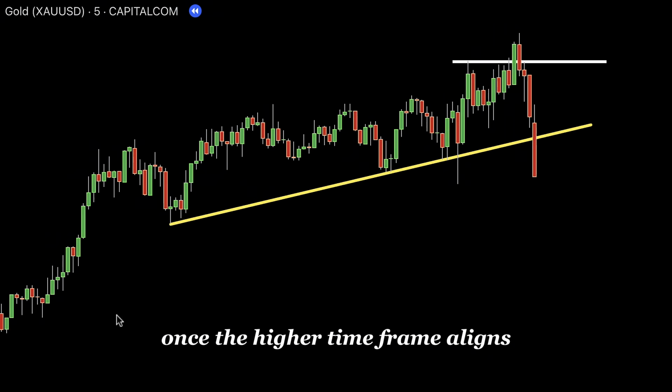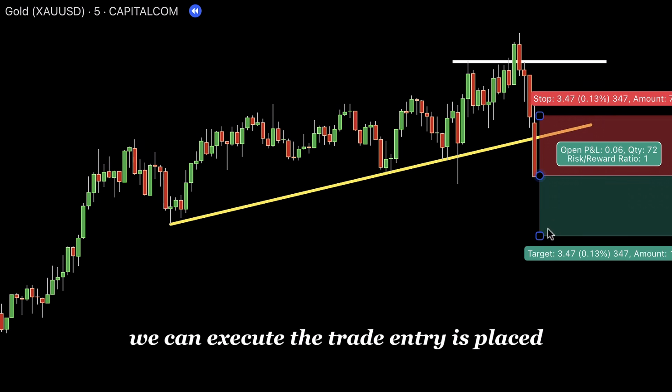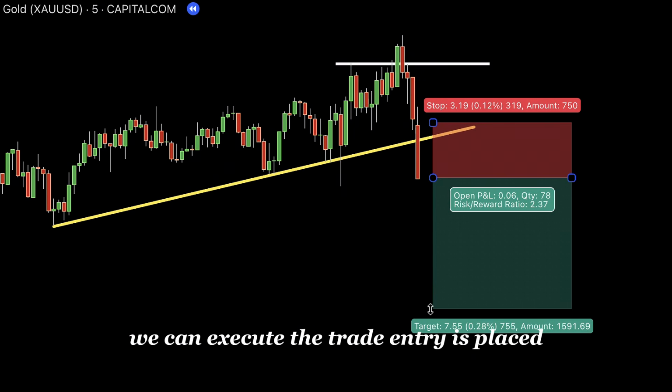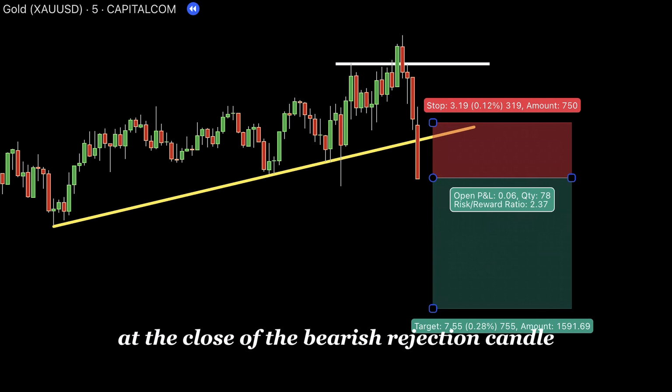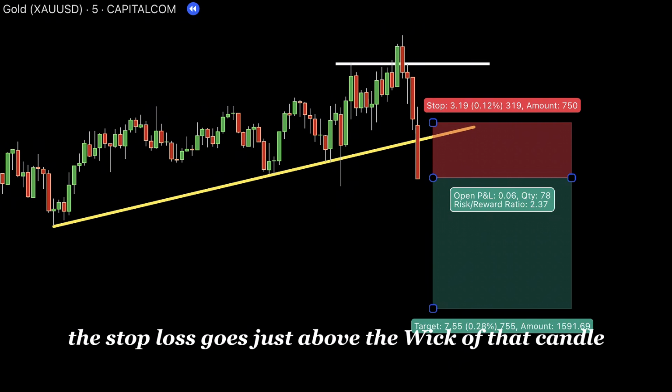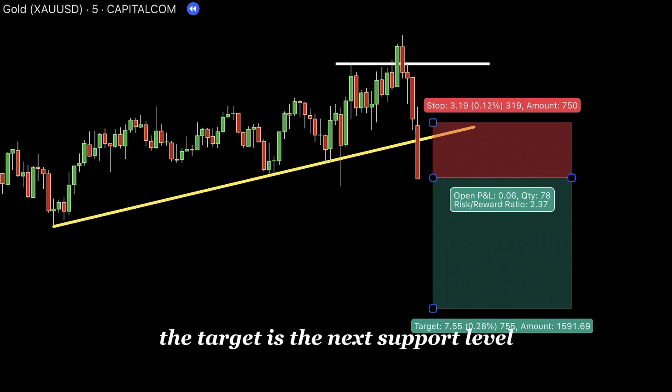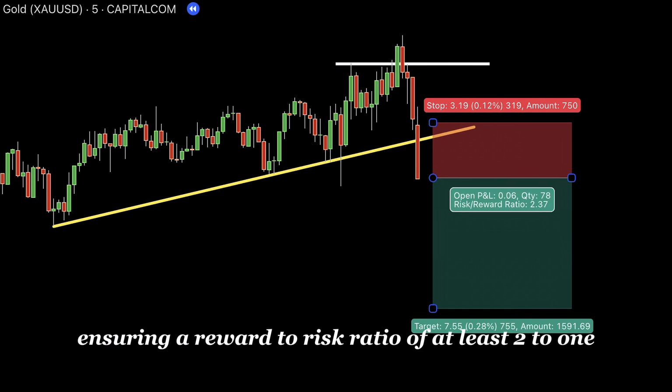Once the higher time frame aligns with the lower time frame, we can execute the trade. Entry is placed at the close of the bearish rejection candle. The stop loss goes just above the wick of that candle. The target is the next support level, ensuring a reward to risk ratio of at least 2-to-1.